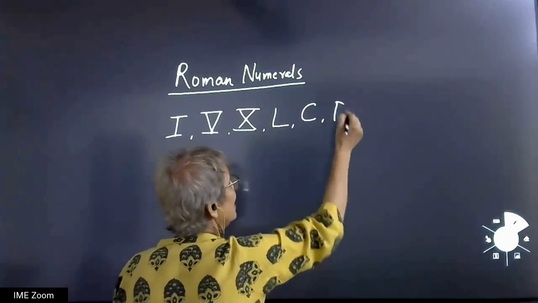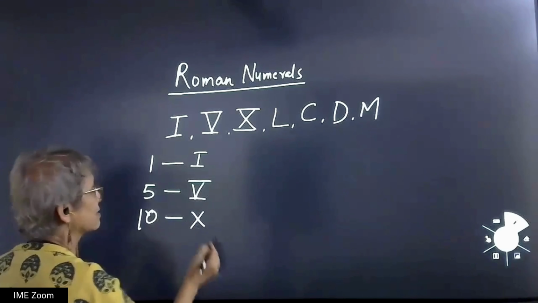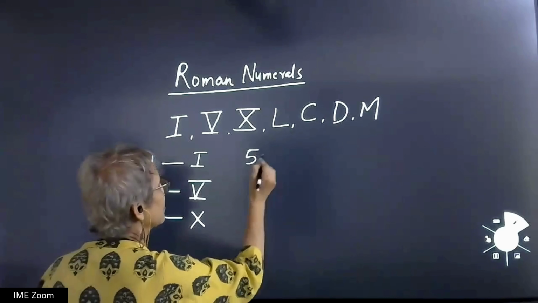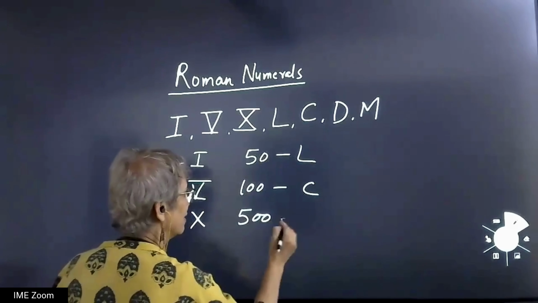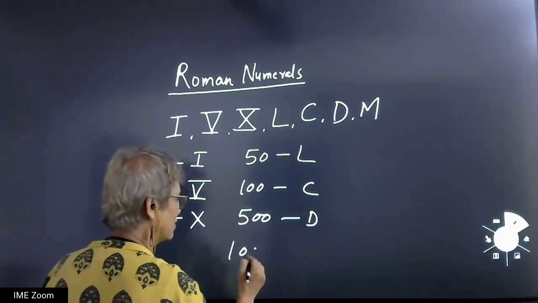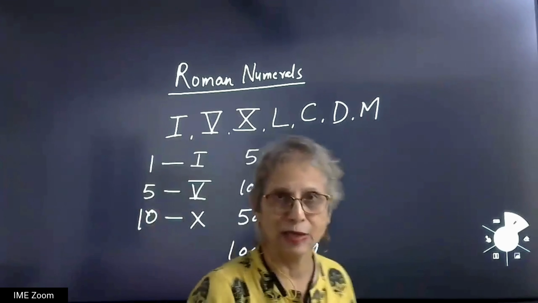So let us see how the numbers are written. You must know that for 1 we use I, for 5 we use V, for 10 we use X. Then for 50 L, 100 C, 500 D, and 1000 M. Using only these symbols, we write the numbers, right?